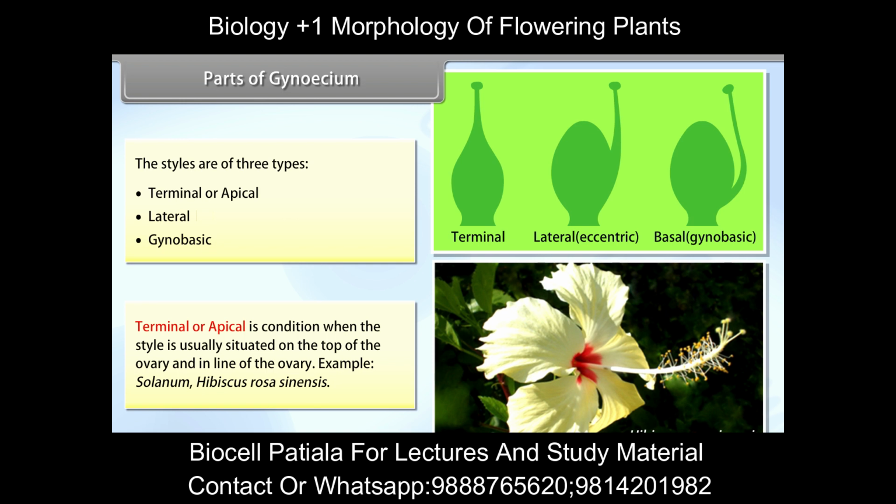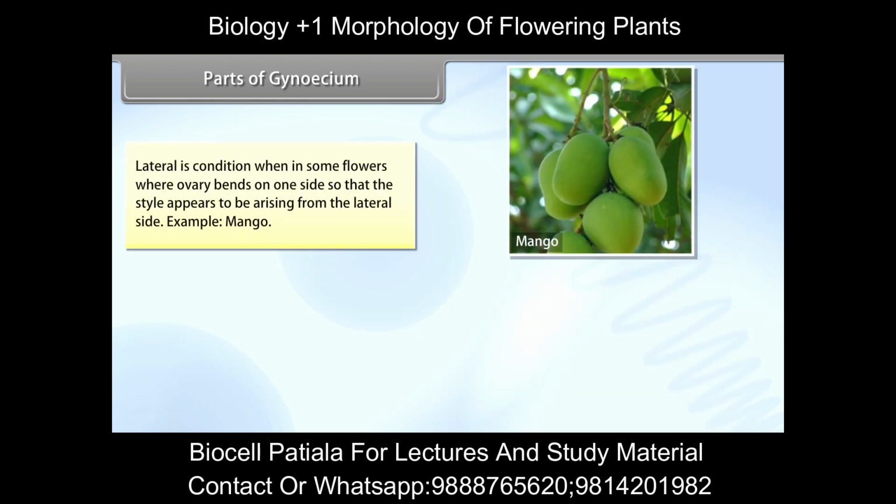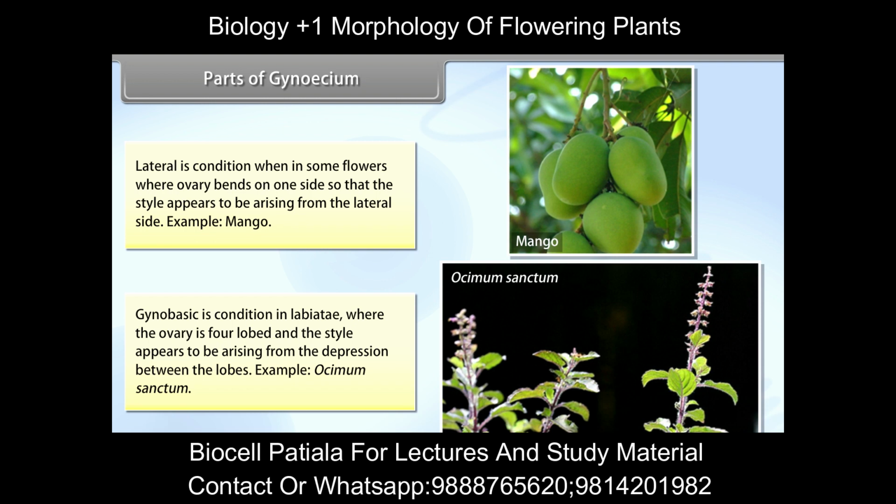Terminal or apical is the condition when the style is usually situated on the top of the ovary and in line with the ovary. Example: Solanum, Hibiscus rosa-sinensis. Lateral is the condition in some flowers where the ovary bends to one side so that the style appears to be arising from the lateral side. Example: mango. Gynobasic is the condition in Labiatae where the ovary is four-lobed and the style appears to be arising from the depression between the lobes.